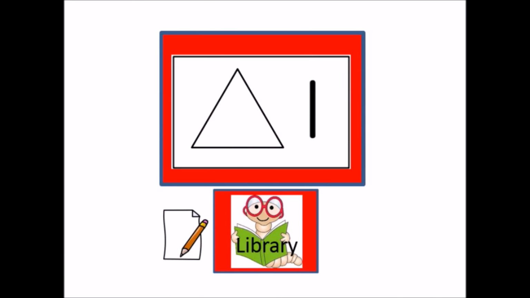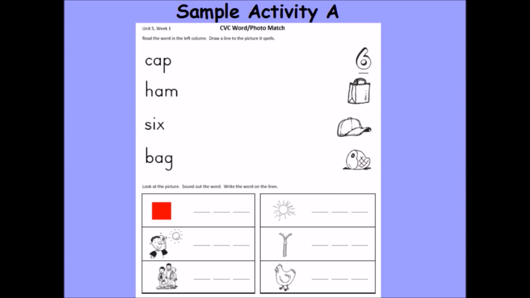Take a closer look at the red table on the chart. There is a paper icon located there as well as a library icon. This means that the triangle group must first complete the activity. We will call it Activity A. Once students complete their assignment, they must go to the library area to do independent reading. Here is an example of an assignment that might be given. Be sure to explain the directions for each assignment very clearly before sending students into centers.